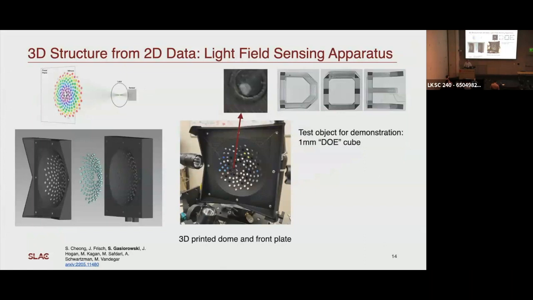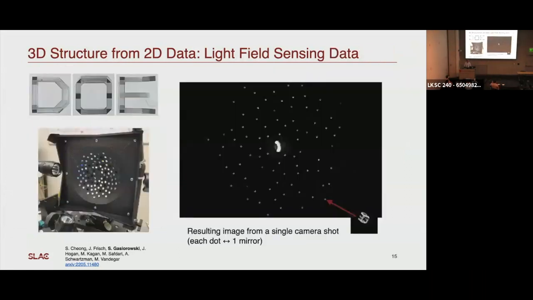We went ahead and built a proof of concept of this. It's a 3D printed dome, and we're imaging little 3D printed cubes. SLAC is a DOE lab, so the 3D printed little cube has D, O, and E on each of the faces. To give a sense of scale, each side of this DOE cube is about 1 millimeter. Like I said, you get an image on your sensor from each one of these mirrors, so each one of the bright dots in that big image is coming from a different mirror.